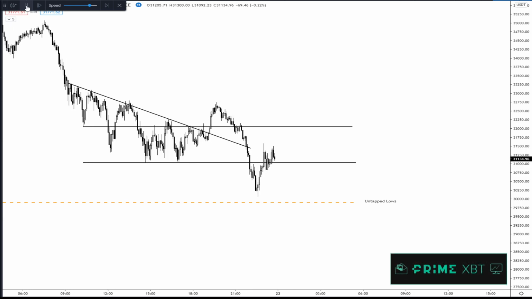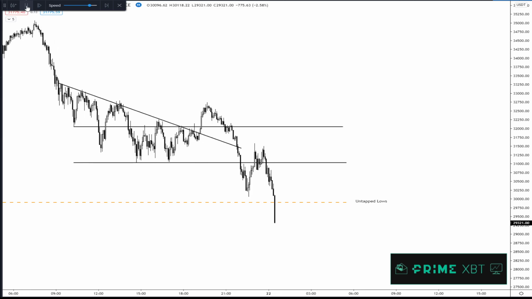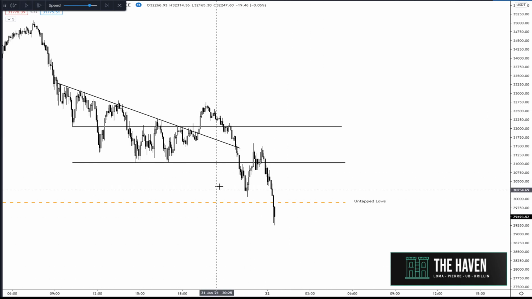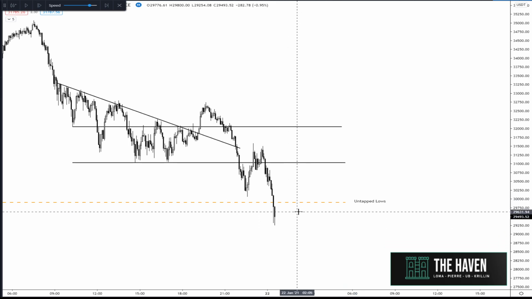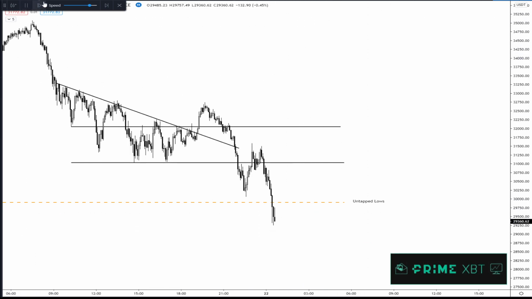Look, we're stalling now. Uh-oh, that's concerning. And bleed out. There we go. And look at that, accelerated sell-off below the lows, below the base of the bounce. Untapped lows, take profit hit, hedge closed, and we'll see what happens after that.